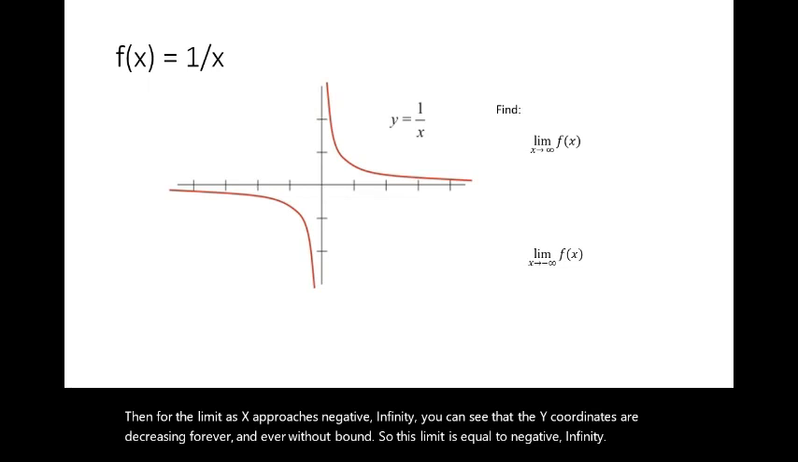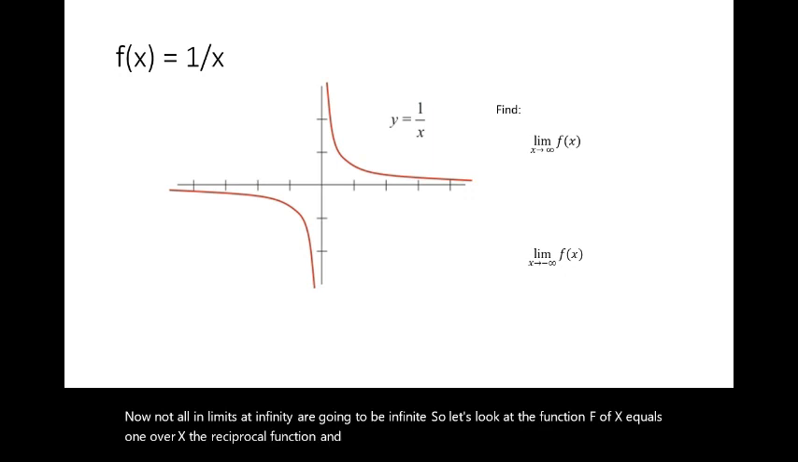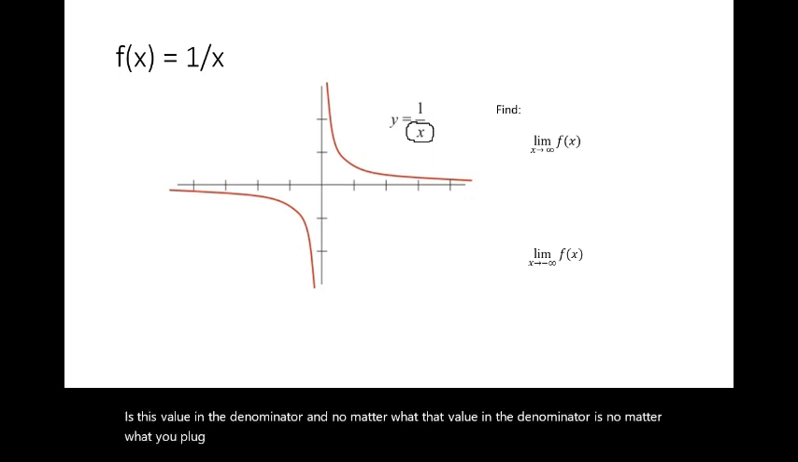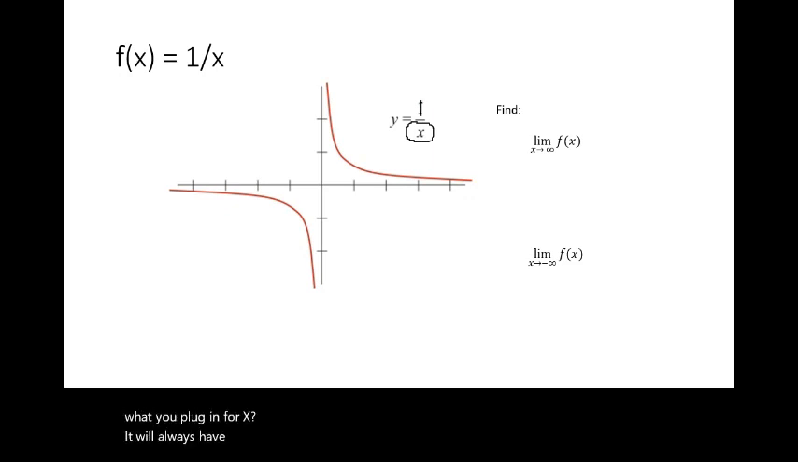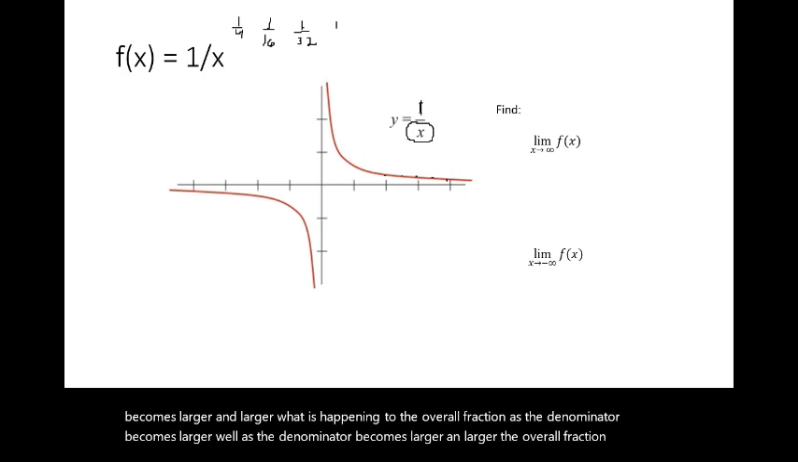Now, not all limits at infinity are going to be infinite. So let's look at the function f of x equals 1 over x, the reciprocal function, and we're going to find the limit as x approaches infinity. x here is this value in the denominator, and no matter what you plug in for x, it will always have a 1 in the numerator. So as x gets larger and larger, as the denominator becomes larger and larger, what is happening to the overall fraction? Well, the overall fraction is actually going to get smaller and smaller.